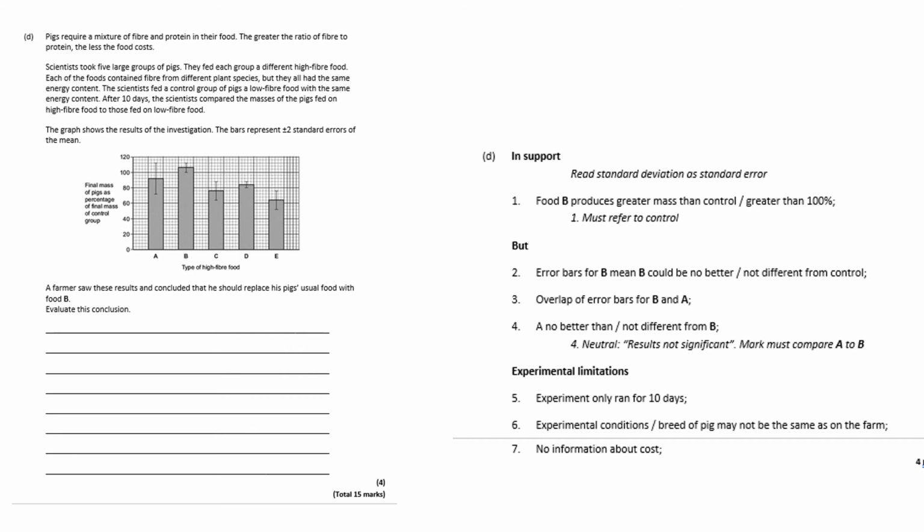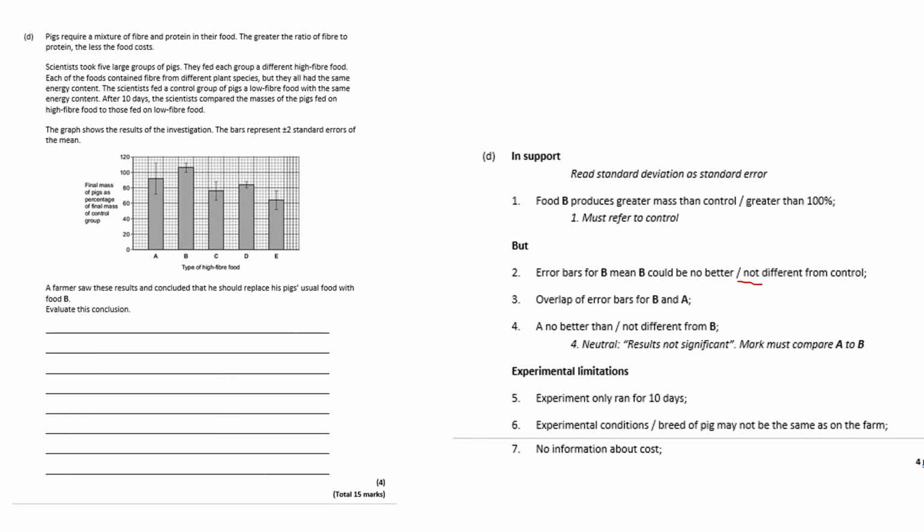However, we're doing an evaluation, so you have to say, okay, what doesn't support that statement? If you look at the error bars for B, so those are 2 times the standard error, you can see that the error bar actually drops down to 100, which means that, if we take the error bars into account, treatment B is no better than the control, and you can see that here in the mark scheme. So the error bars suggest that it's no different from the control.